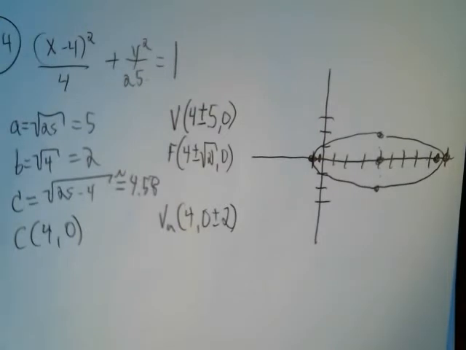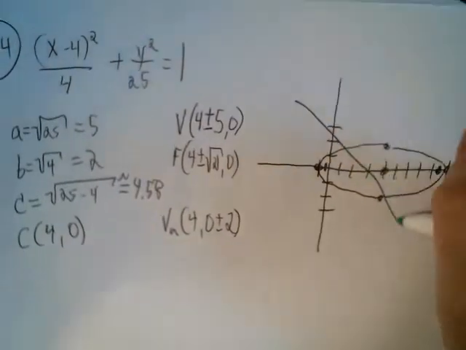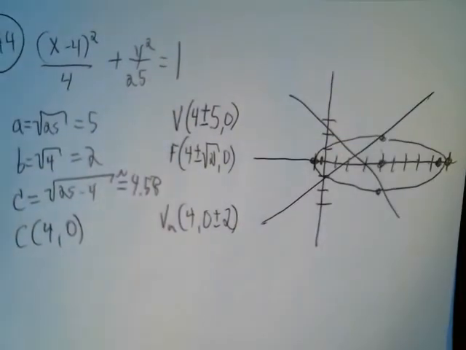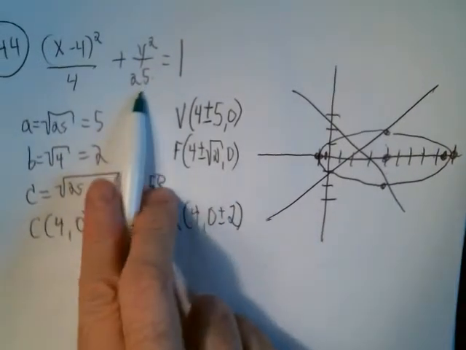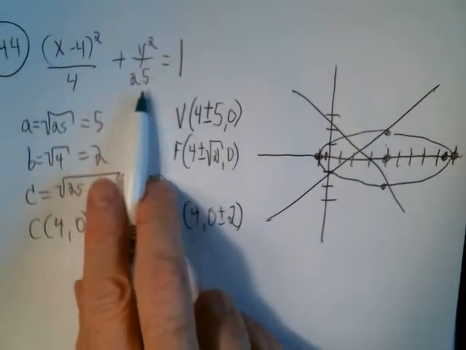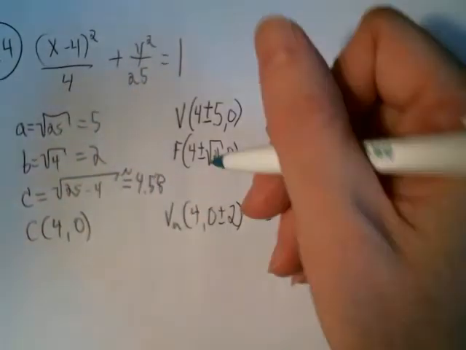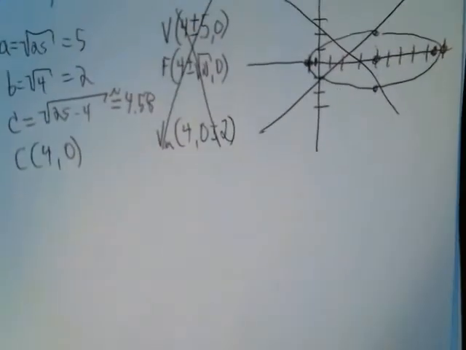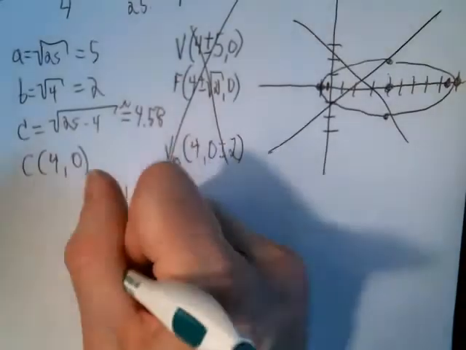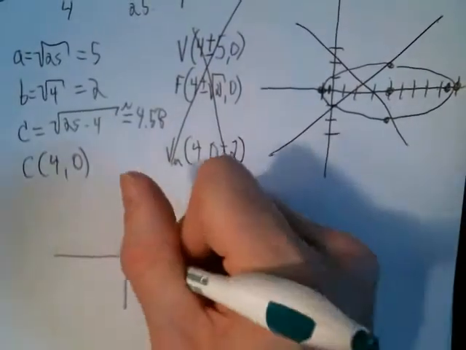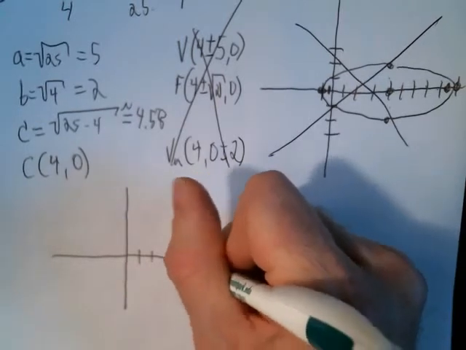Whoops, I totally did that wrong. Sorry about that. What is wrong? Well, obviously it's the wrong orientation. That big value is associated with the y. So let's try that again. Sorry about that. So it's 1, 2, 3, 4, 0.